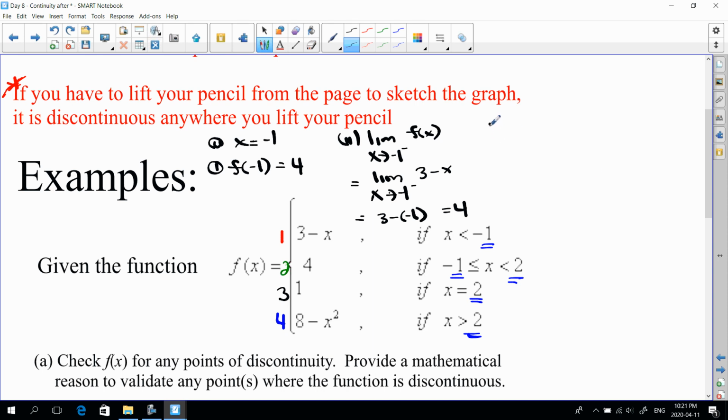I'm also going to check the limit as x approaches -1 from the right of f of x. Now keep this in mind. We want to be approaching -1 from the right-hand side. So I have to look to this portion of the curve. These numbers right here would be to the right of -1. That's saying like between -1 and +2. So those numbers are on the right-hand side of -1.